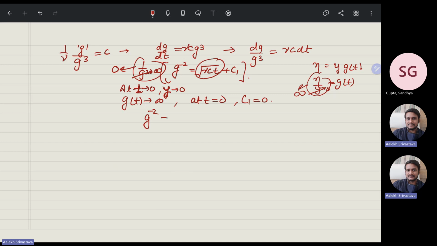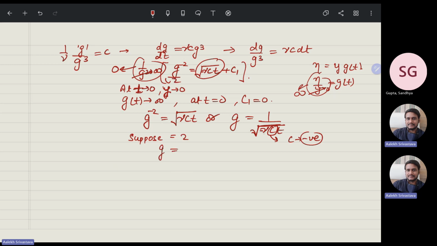That means g raised to the power minus 2 is equal to under root nu ct, or G is equal to 1 by under root of mu Ct, and it will come with a negative sign. Now, what is the possible value of C? Since it is a square root, C can be only negative because this should come as a positive term. So suppose I take C equal to 2, or I should say 4. Let me take 2.